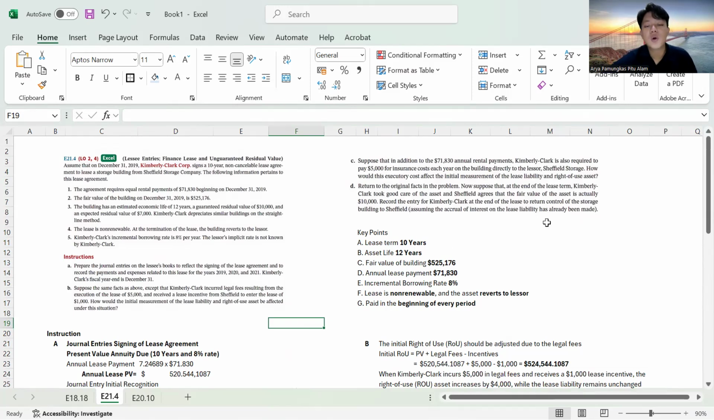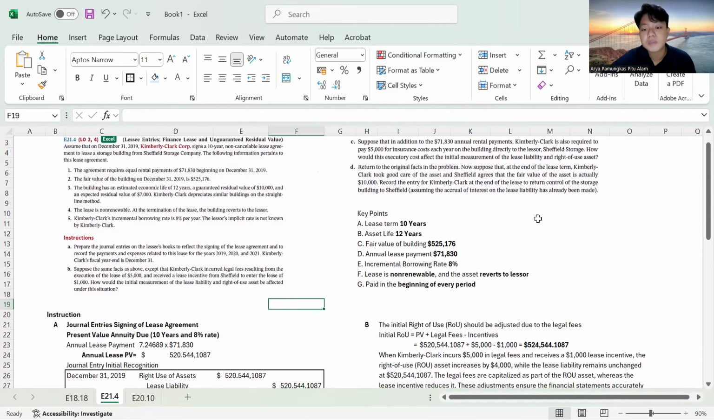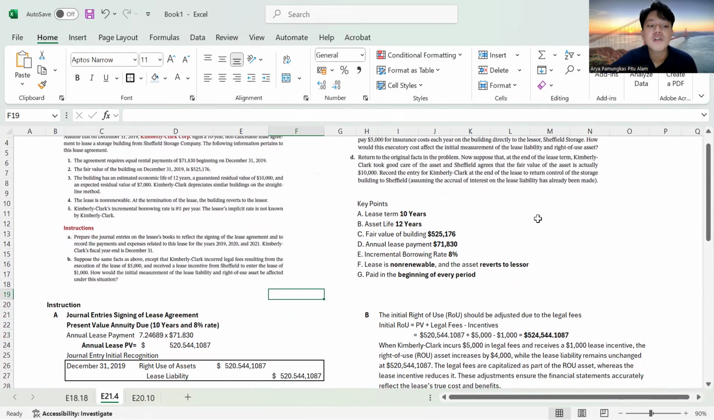From this question, we can take the following. The lease term is 10 years, the asset life is 12 years, the fair value of the building is $525,176, the annual lease payment is $71,830, and the incremental borrowing rate is 8%. The lease is non-renewable and the asset reverts to the lessor. The last key point is that the lease is paid at the beginning of the period.